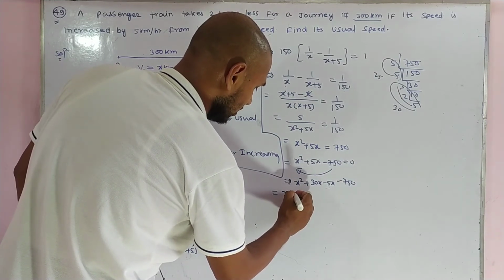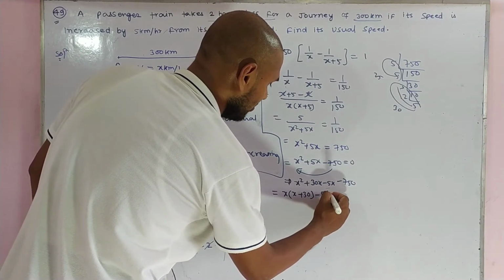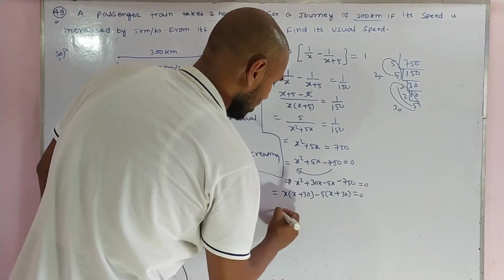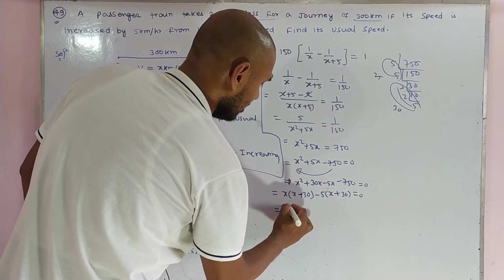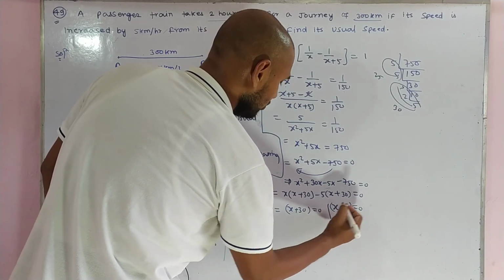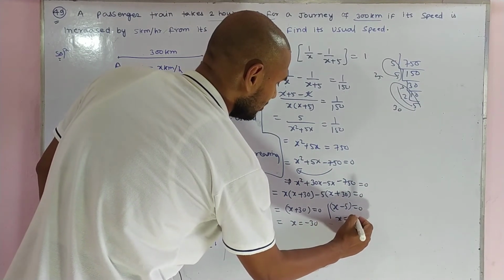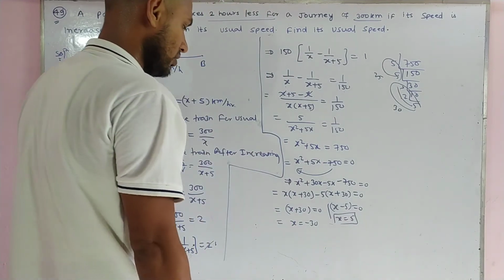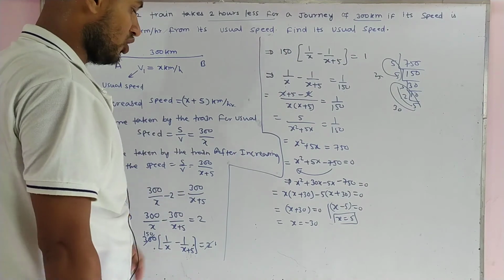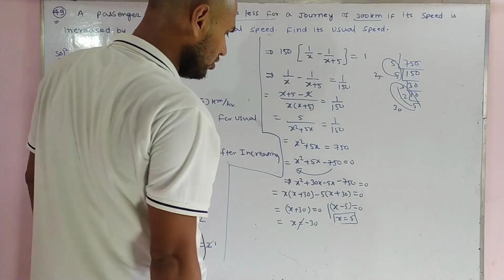Taking x as common and then the remaining factors, we get x plus 30 equals 0 and x minus 5 equals 0. So x equals minus 30 and x equals 5. The speed cannot be negative, so x does not equal minus 30. So our answer is x equals 5.